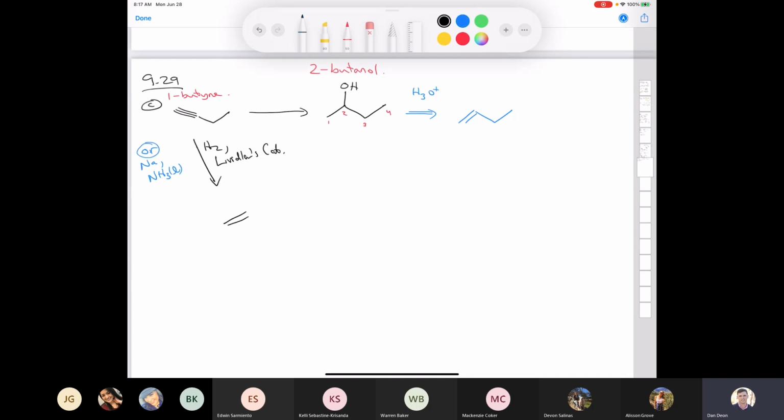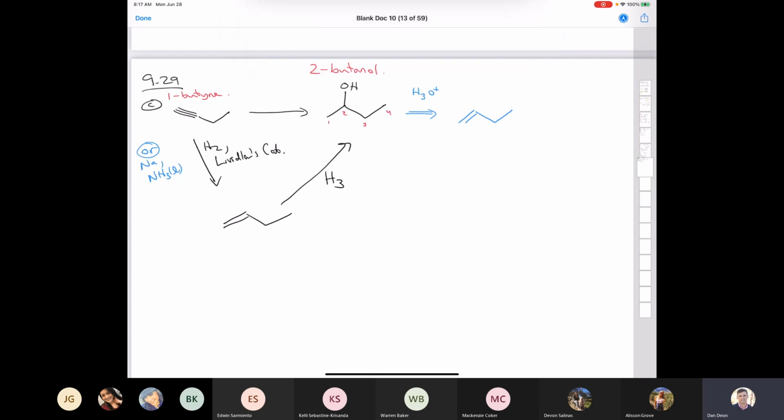Either way, you're going to end up with the same molecule, which is 1-butene, and then we're just going to treat that with our dilute aqueous acid. We do a Markovnikov addition of water, and that's it. We're done, just like that.